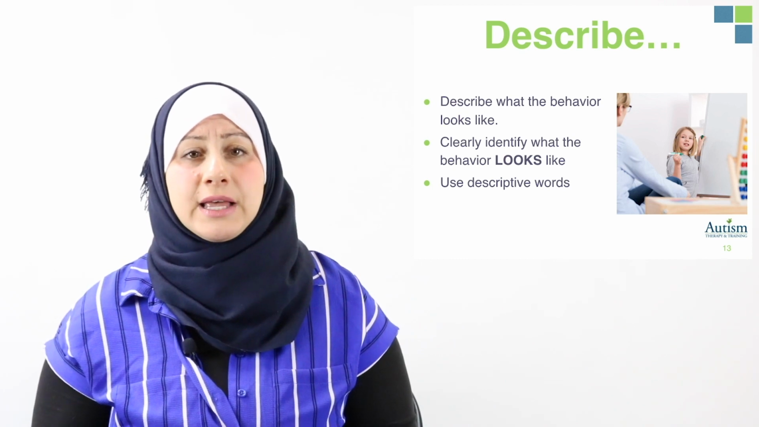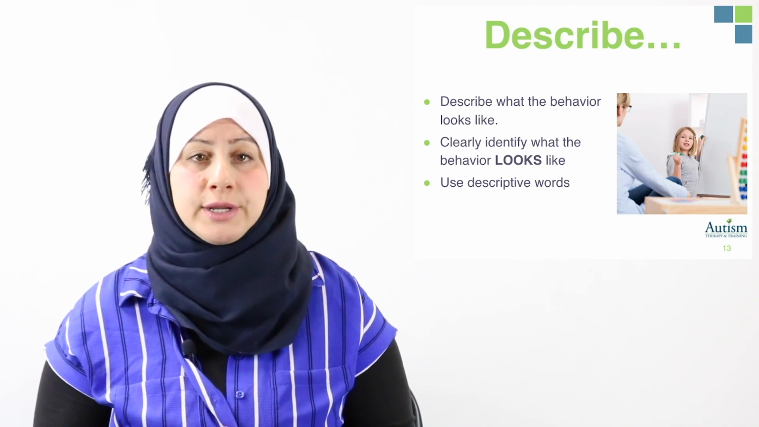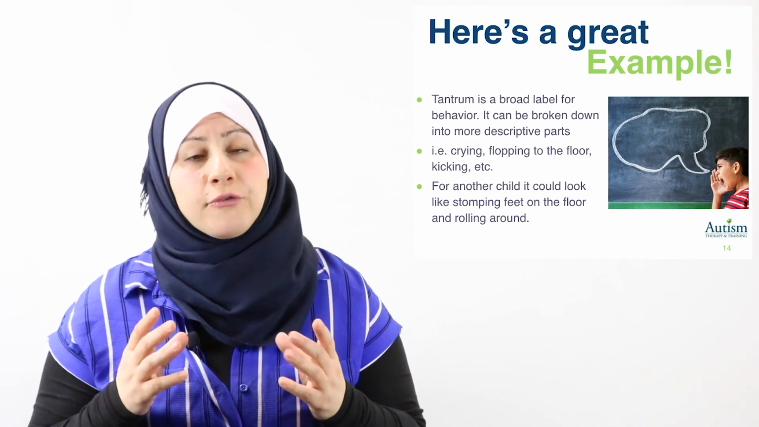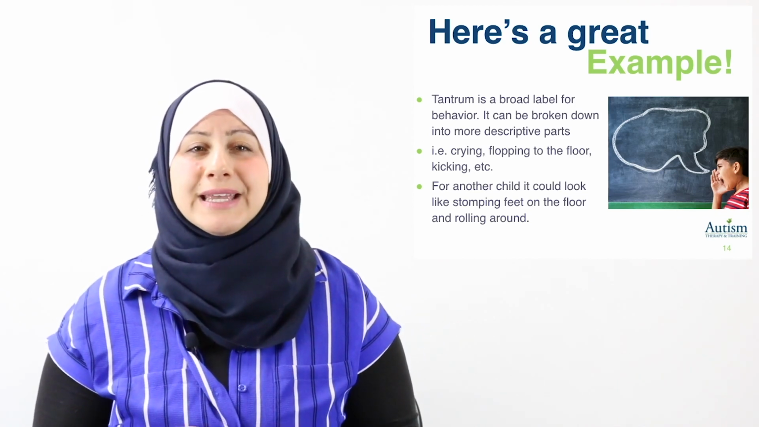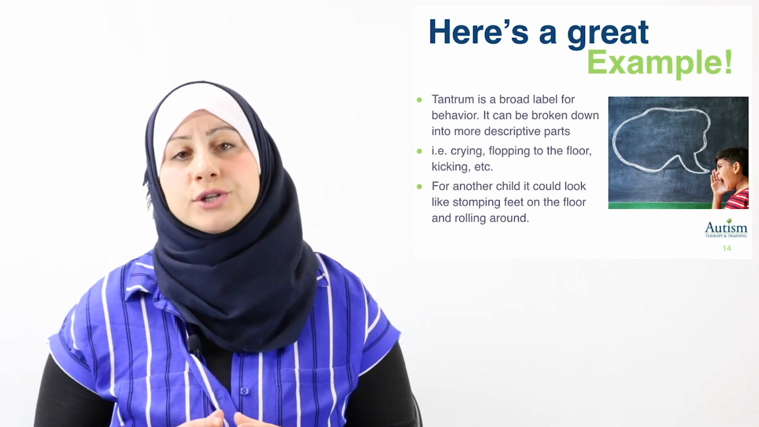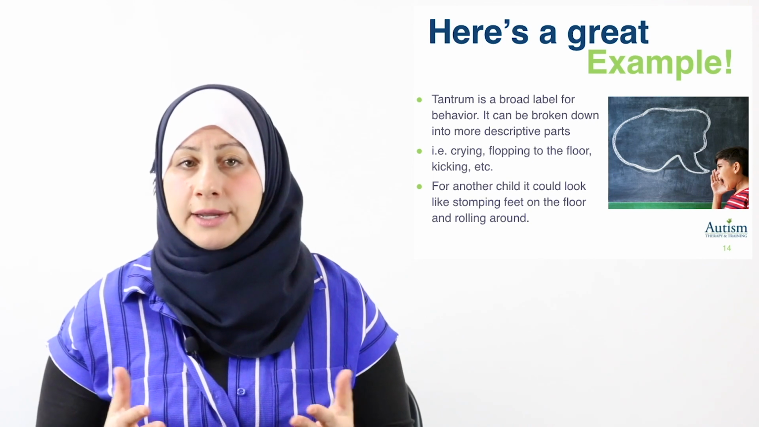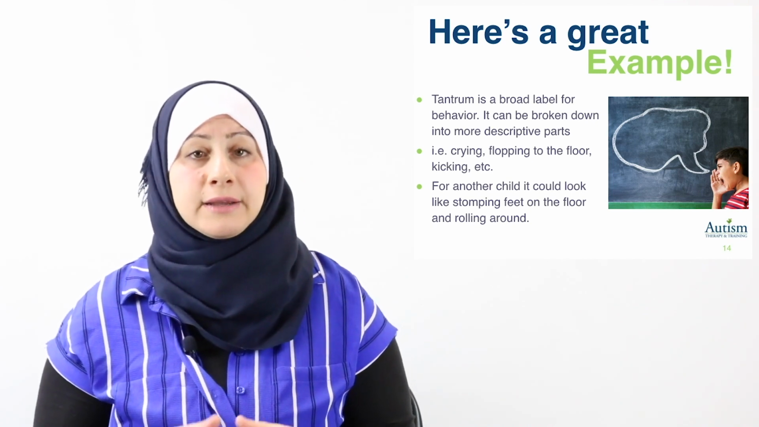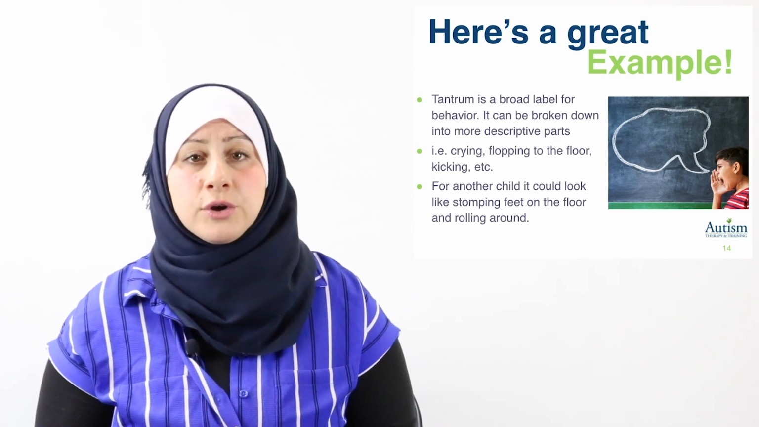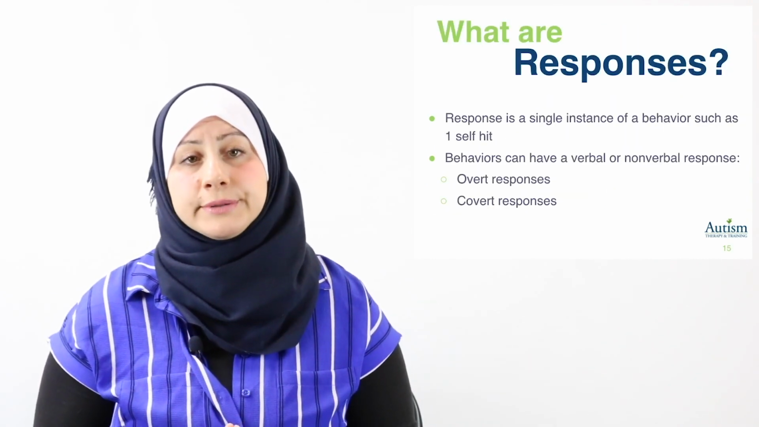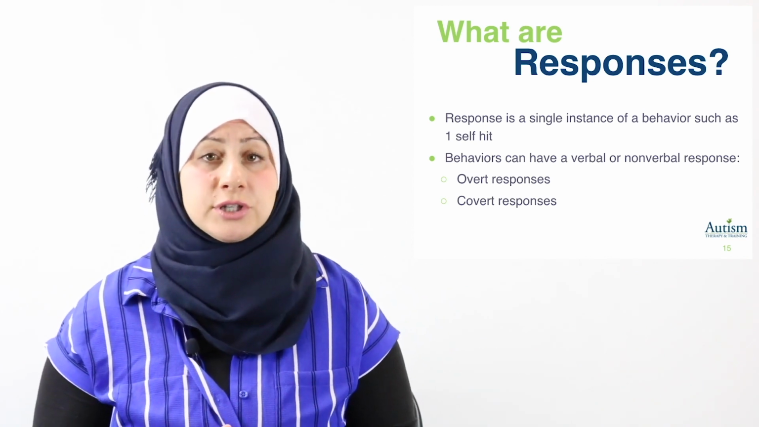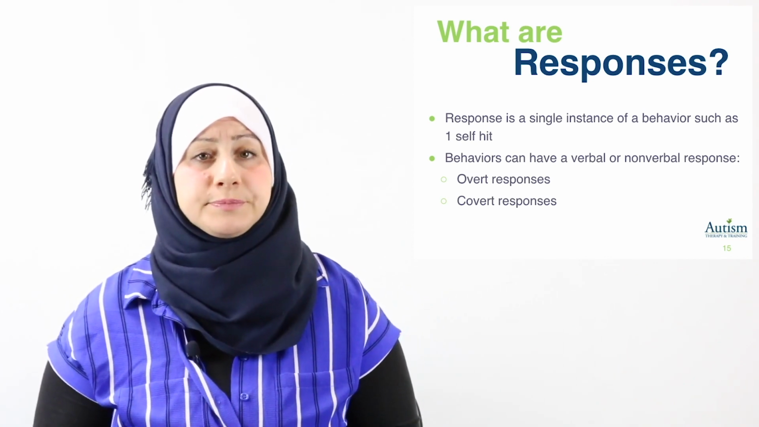Avoid saying things like the child is angry or frustrated, but rather use describing words. For instance, tantrum is a broad label for behavior. It can be broken down into more descriptive parts such as crying, flopping to the floor, kicking, and so on. For another child, it could look like stomping feet on the floor and rolling around. A response is a single instance of a behavior, such as one self-hit.